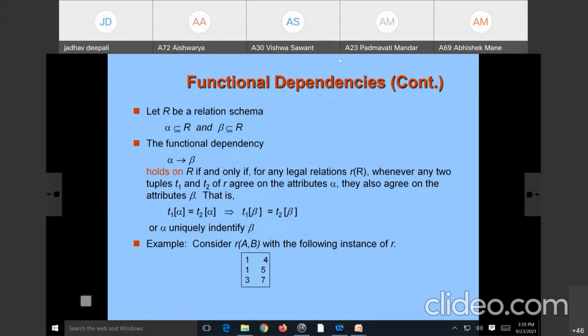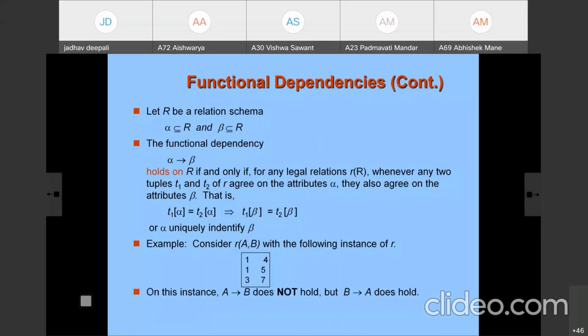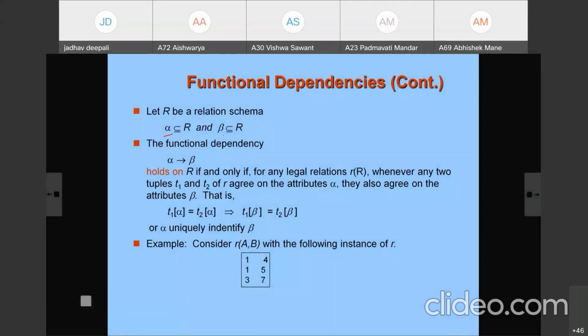Let R be a relation schema and alpha is a subset of R. It is the set of one or more attributes. Similarly, beta is a subset of R, again a set of one or more attributes. The functional dependency alpha tends to beta, or we can say beta is functionally dependent on alpha.